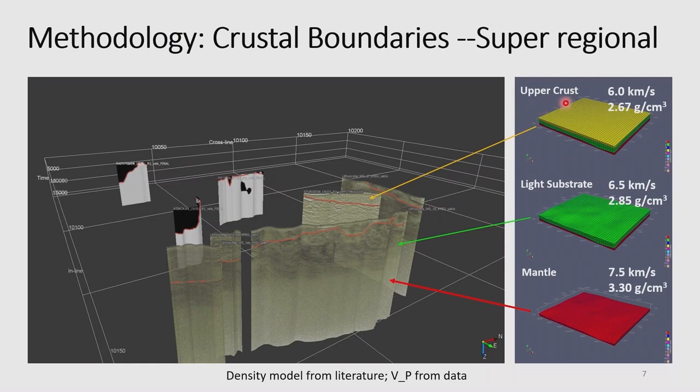So the upper crust is assumed to have a velocity of 6 kilometers per second. That's generally what Mustafa found with his reflection seismic data. And the density is assumed to be 2.67. And then in this mid-crust, which Chris calls the light substrate, he's got a slightly higher seismic velocity and a higher density, and in the mantle even more so.